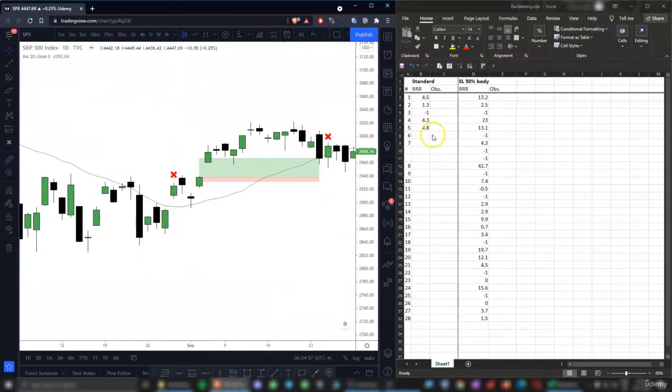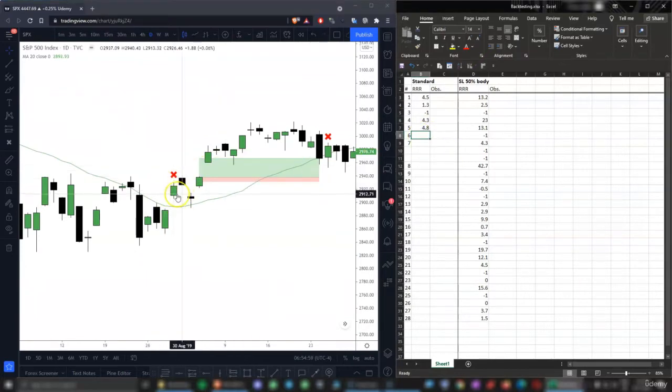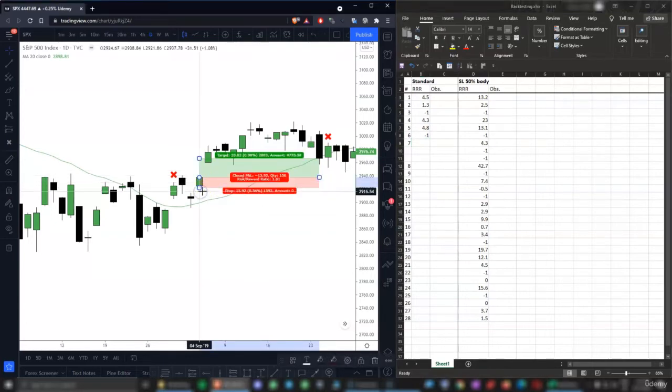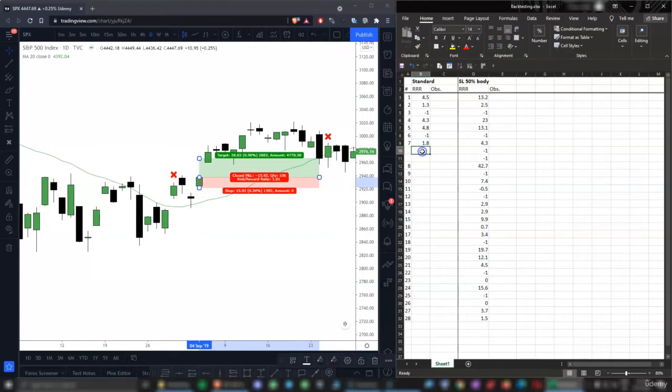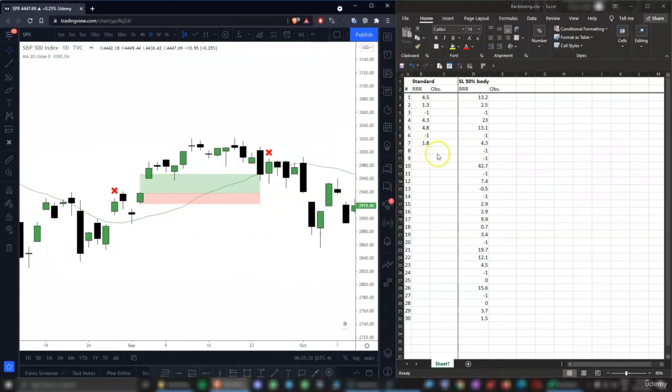Then it should be a loss. So the loss is still there, -1. Then we have this 4.3, which is becoming 1.8. After this one we have a loss, which we can mitigate a little.